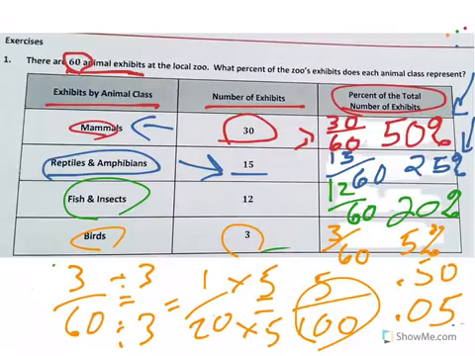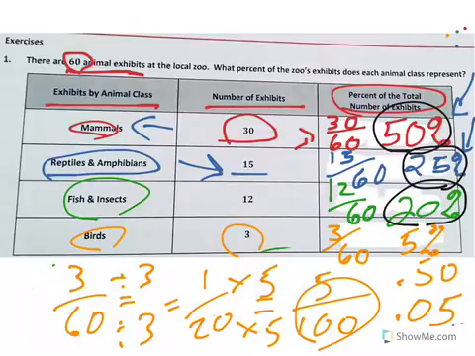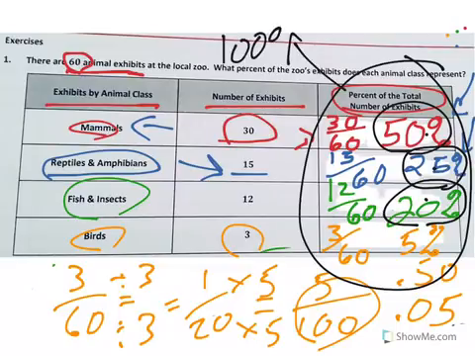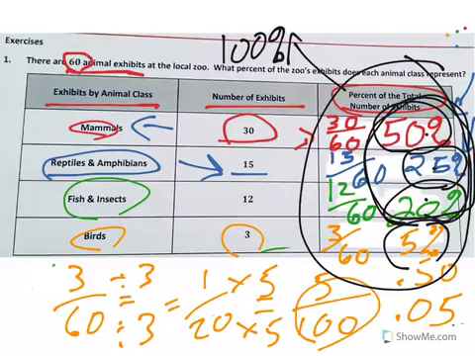So I want to show you one other quick thing here. If I solved and I got 50% here, and I got 25% here, and 20% here, 50, 75, 95. If you add all 3 of those up, you have 95%. I know that all of these represent all of the exhibits, so I know that that whole thing equals 100%. Well, if these equal 95%, then this has to be 5% because that's all that's left. So you could also do it that way.